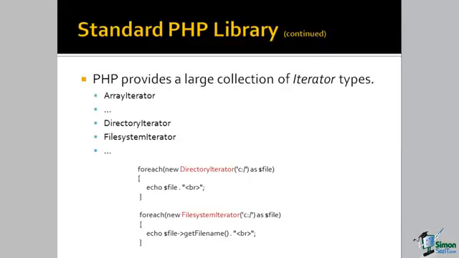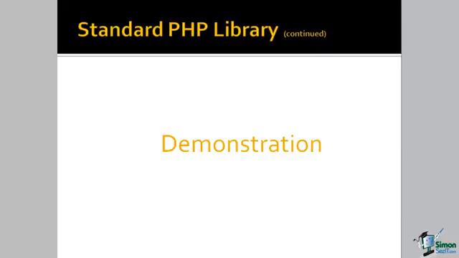But let's not confuse an iterator type with an iterator interface. When we want to provide the iteration functionality for our own classes, then we implement the iterator interface. When we want to use an iterator that's already prepared for us, that's fully functional and provided for us by the PHP environment, we are using an iterator type. So with all of that, let's go look at some code.